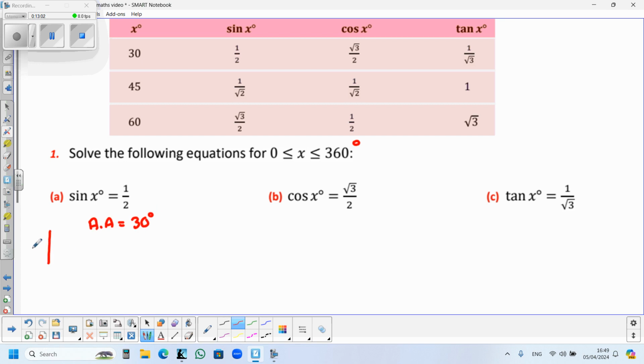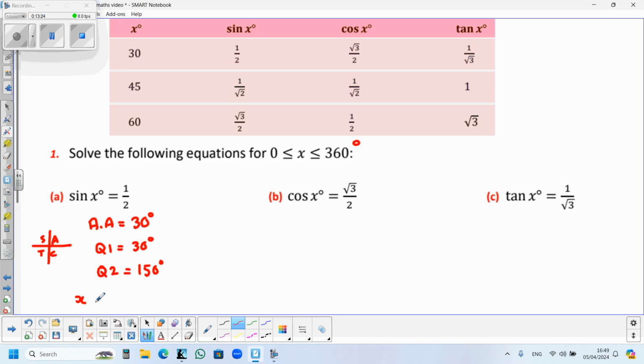Then we decide using a CAST diagram, which quadrants have we got an angle where the sine is positive, and sine is positive in quadrant 1 and quadrant 2, so I've got an answer in quad 1 and quad 2. So in quad 1 it's going to be 30 degrees, and in quad 2 it's going to be 180 minus 30, which is 150 degrees.